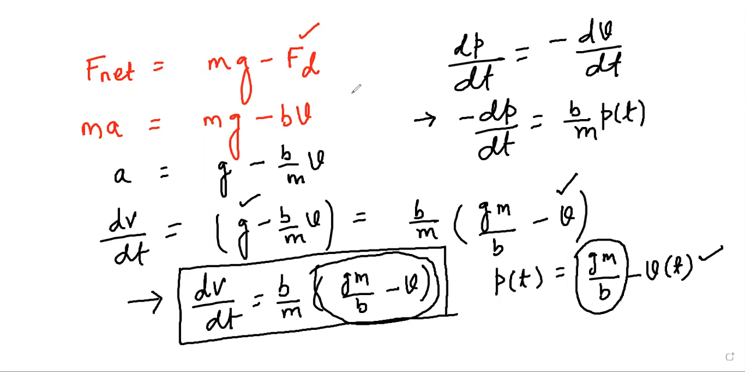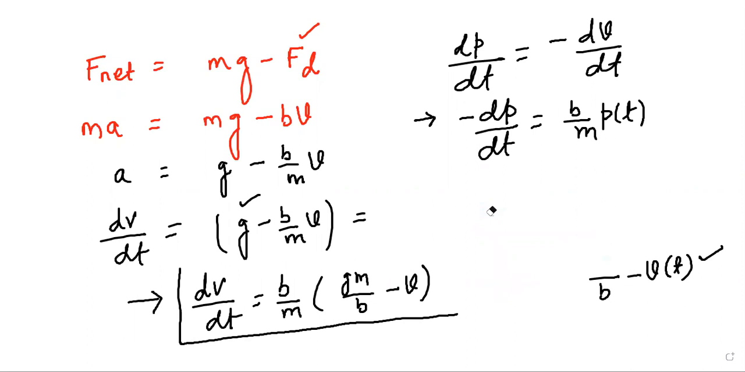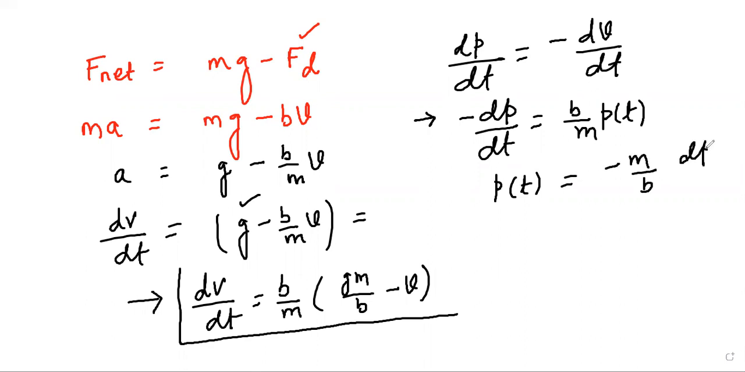Now here, if you see, what does this equation actually give you? This equation says P is proportional to dp by dt. You can write it like this: p(t) is equal to minus m by b dp by dt. So the function p(t) is proportional to dp by dt.